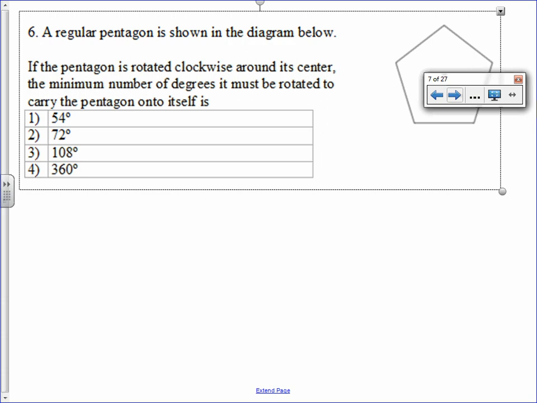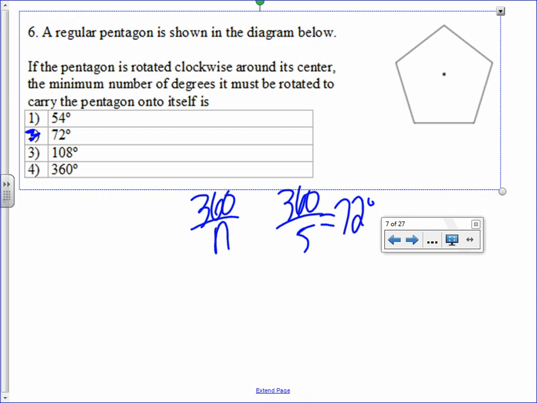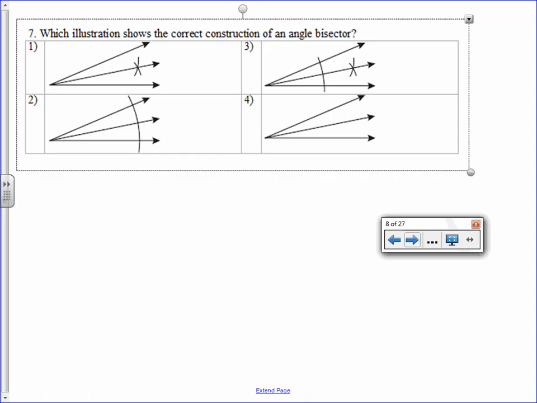Number 6, a regular pentagon is shown in the diagram, and it's asking the same thing. What's the minimum number of degrees that must be rotated? Well, the formula is 360 divided by the number of angles. 360 divided by 5 is 72. Again, it's a minimum rotation. You could also multiply that by any value to get another rotation.